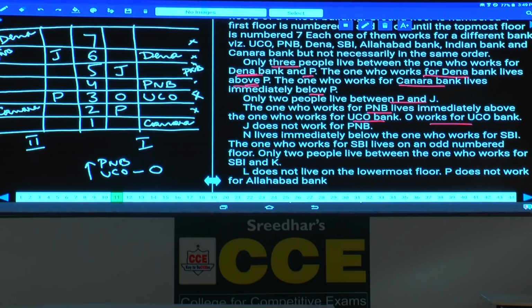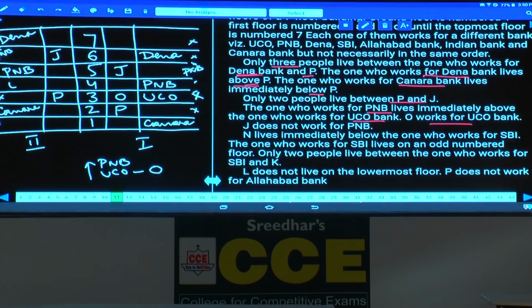Then coming to case 2, P and B cannot be here, cannot be here. Can be either on 5th floor or 4th floor. Out of which if you take P and B on the 4th floor, then UCO Bank must be on the 3rd floor. But whereas P is on the 3rd floor, but whereas O must work in UCO Bank. Hence, P and B cannot be on the 5th floor. Hence, P and B cannot be on the 4th floor.